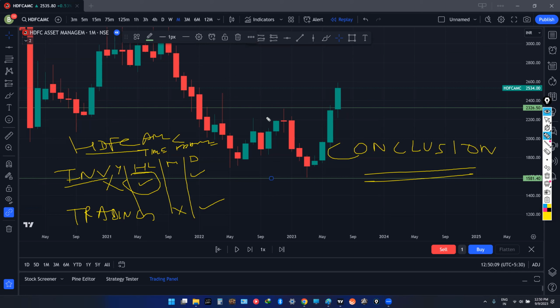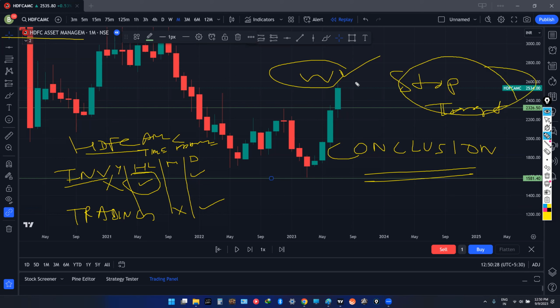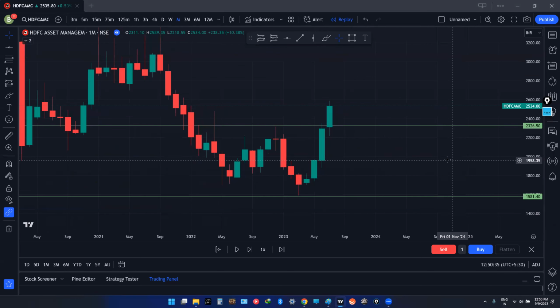The conclusion will be, according to me, if you want to trade on HDFC AMC, the best chart I can see is on weekly. If you trade on weekly, it is giving you the best stop loss, the best time and the best target. For investing, I don't think it is a good time for HDFC AMC. That is why, looking into the chart in each and every time frame, you have to come to a conclusion that this chart is good for what, either trading, investing, or for which time frame.